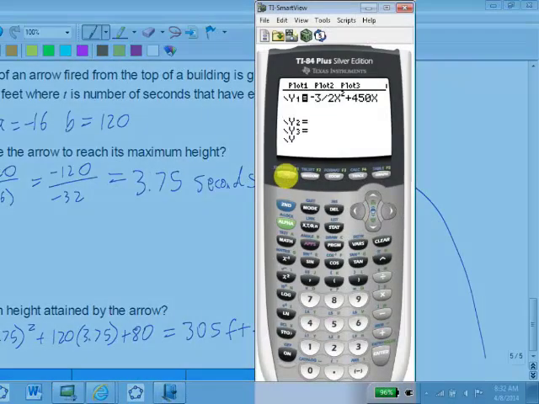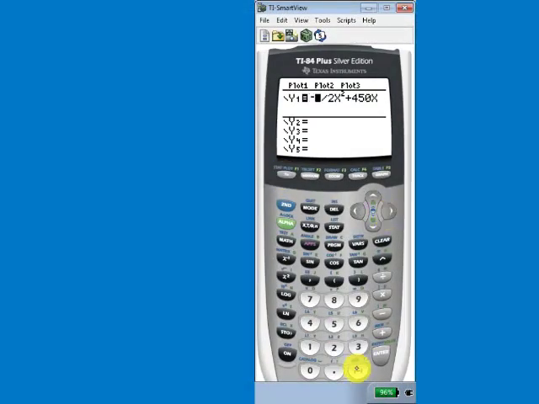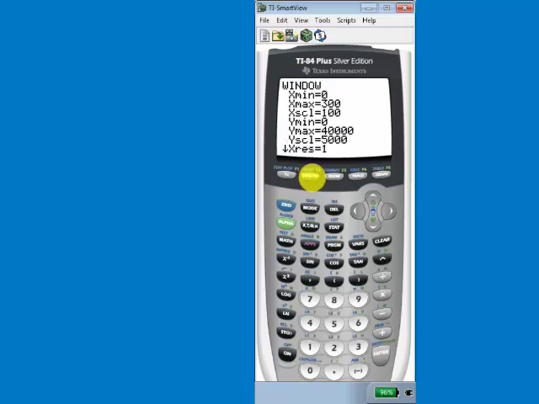If we were to graph this, and I need to adjust the scale, but let's punch this in first. Negative 16, clear it. Negative 16 x squared plus 120x plus 80. Back to the viewing window. For the x-min and the x-max, we want to know about how long the arrow is going to be in the air. Well, it takes 3 3/4 seconds to reach its maximum height. About that long, maybe a little bit longer to hit the ground. So I think certainly no more than 10 seconds. So 0 to 10 should be good.